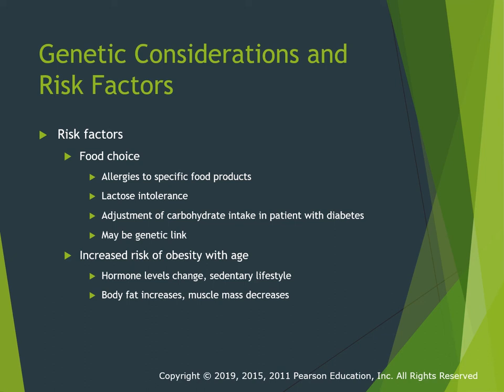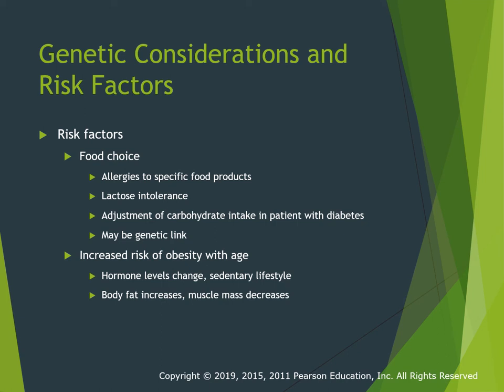Genetic considerations and risk factors. And so what are we looking at? You see risk factors are the type of food choices. We need to know if they're allergic. And, you know, like I said, children have a tendency to have allergies to peanuts and milk and stuff like that. So we need to ask about allergies. We need to ask about food choices. You know, what are they eating? Are they eating too much? They may need to keep a food diary, and your chapter talked about that too, also in the obesity chapter.